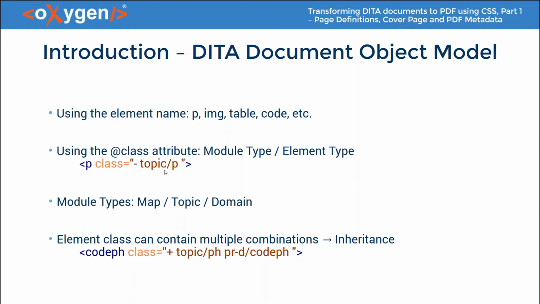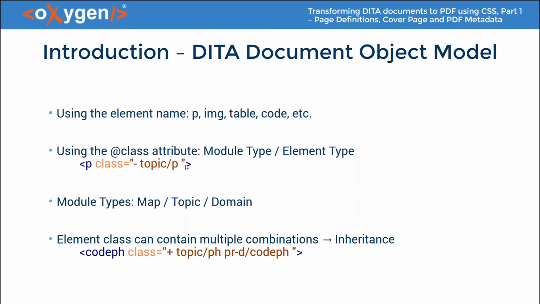Also, the class attribute contained in those elements can be split in two parts. As you may see here, we have, for example, topic/p, p standing for paragraph. The first part of the class attribute is in fact the module type. We can find three main module types in the DITA world: the map module, the topic module, and the domain modules. And the second part of the class attribute is the element type.